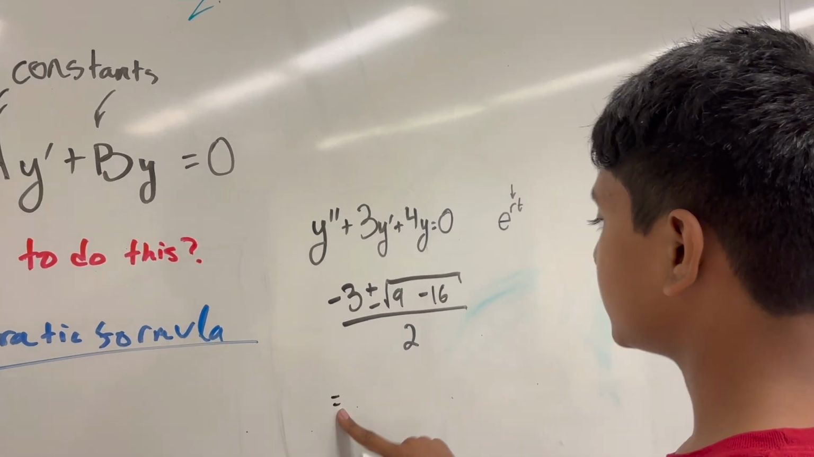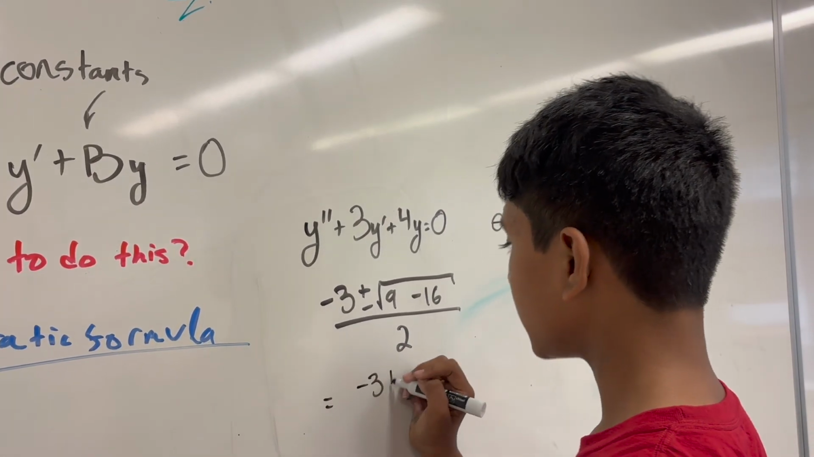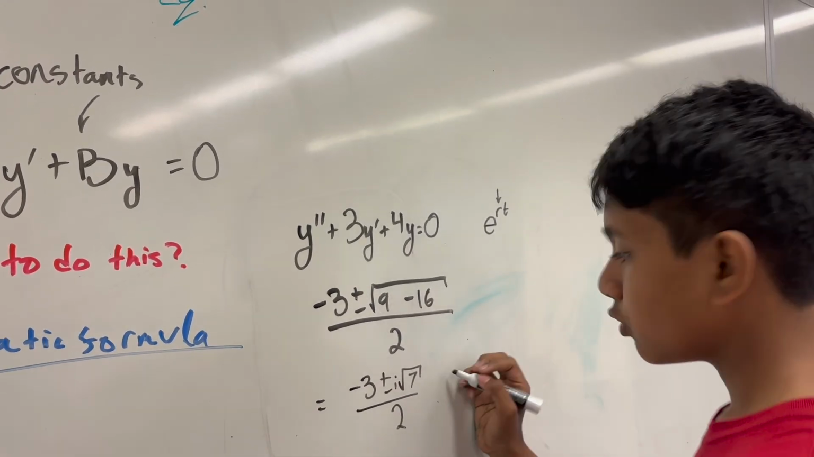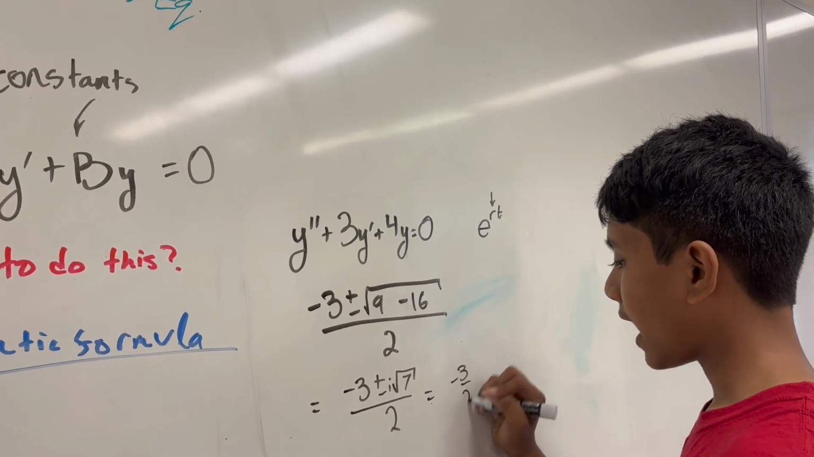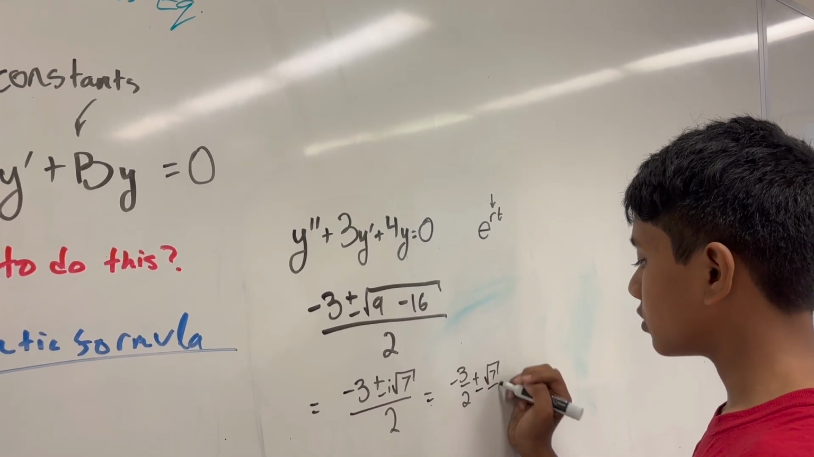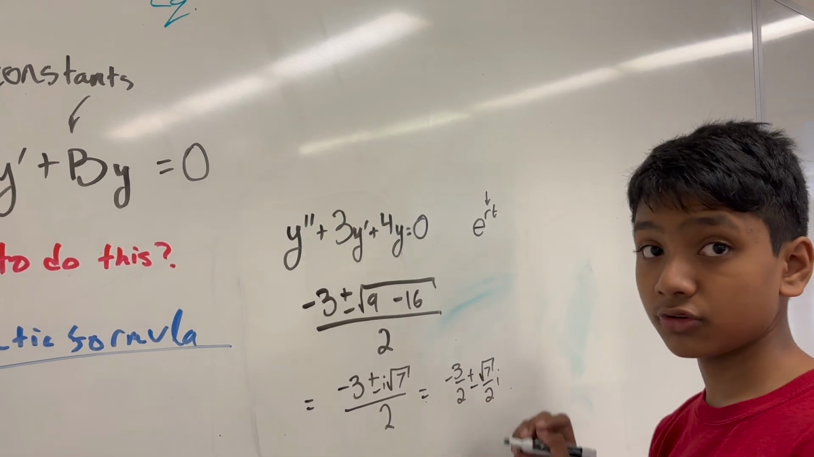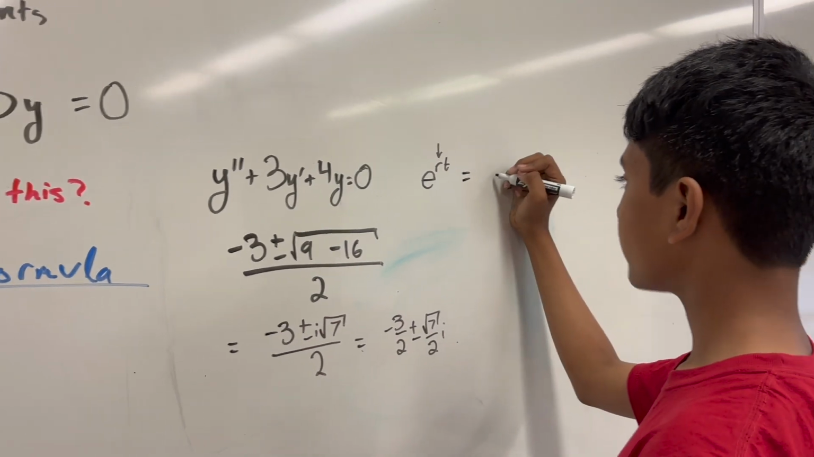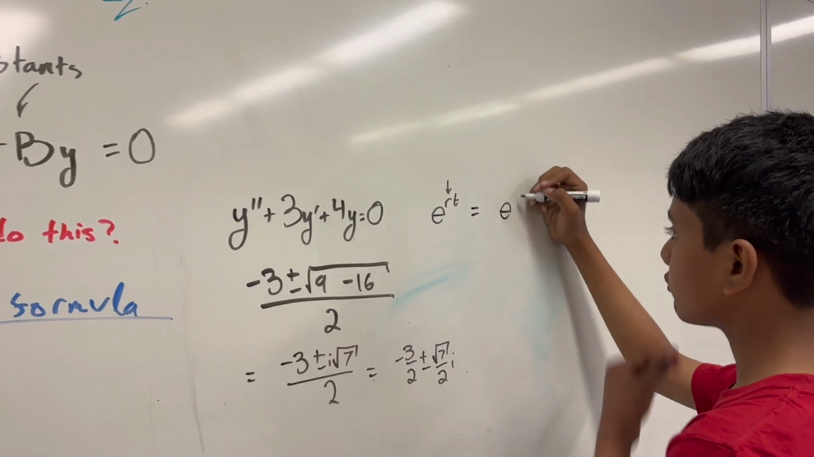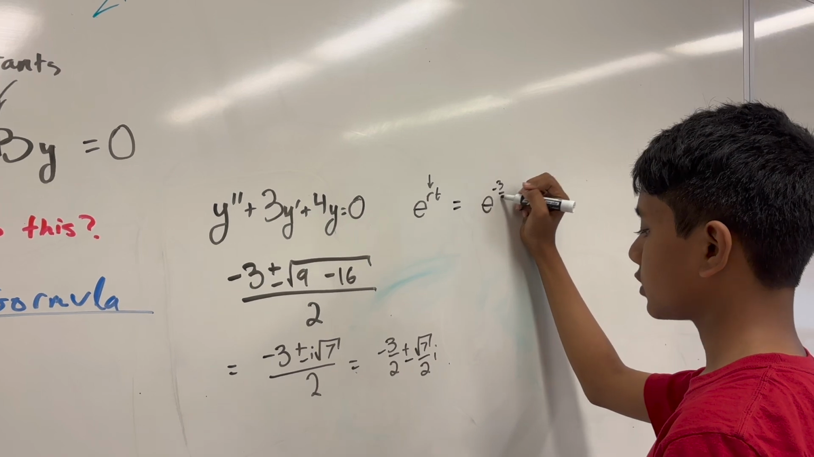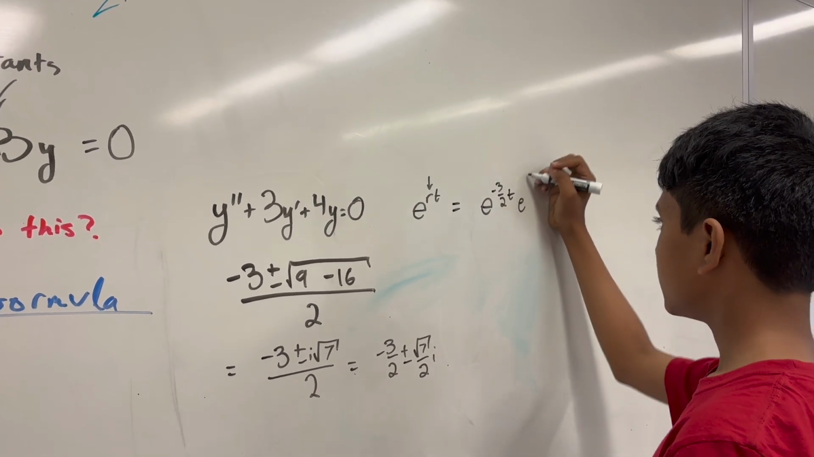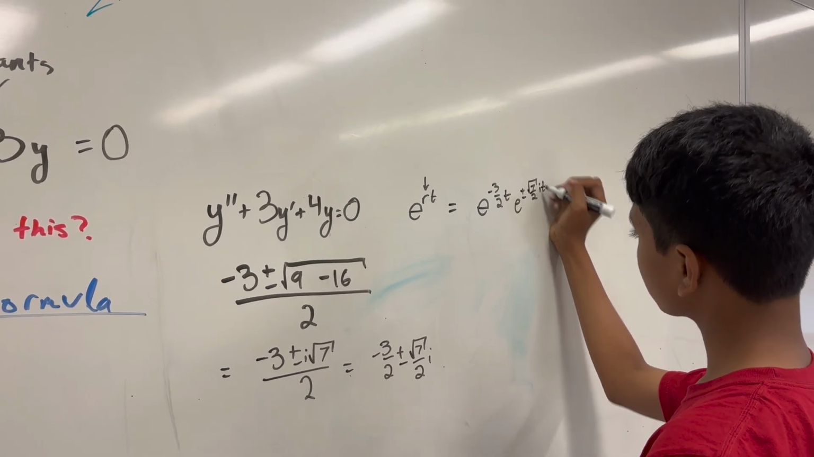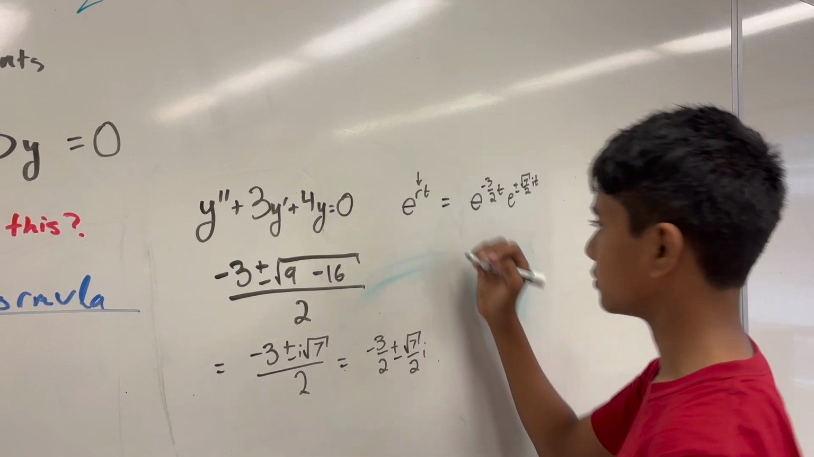So all we get is minus 3 plus minus i root 7 divided by 2. Or in other words, minus 3 halves plus minus root 7 over 2 i. So now all we have to do is plug it in right over here to get e to the minus 3 over 2 t times e to the plus minus root 7 over 2 t i, or root 7 over 2 i t, you could put.